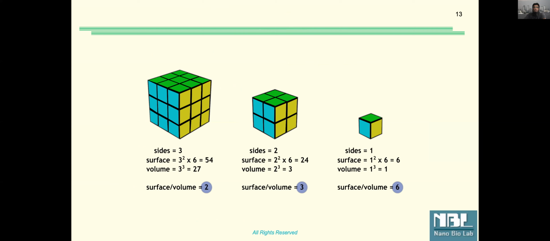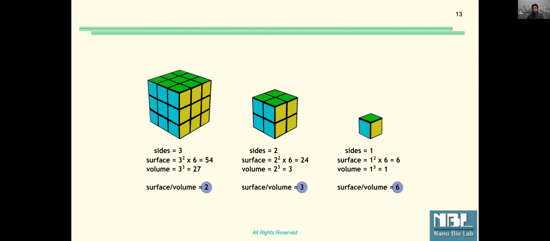We can easily calculate, right? So 3 squared, and now we have the surface of the whole thing. What is the volume? One side times the second side times the third side, right? If you make the surface to volume ratio, all you get is 2. Now, if you cut it into smaller pieces, and you take 2 sides and find the surface for all 6 parts, and you take the volume, the surface to volume ratio is much higher. And then you take an even smaller piece, calculate the surface for 6 places and the volume, and you see the surface to volume ratio has gone higher.